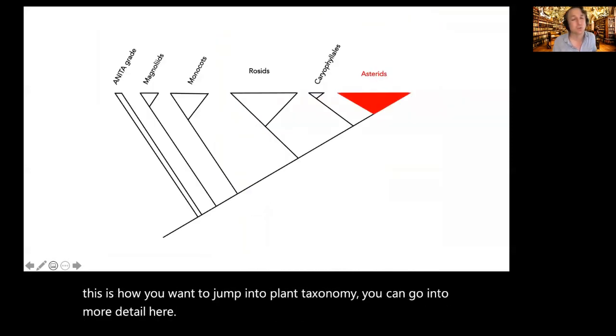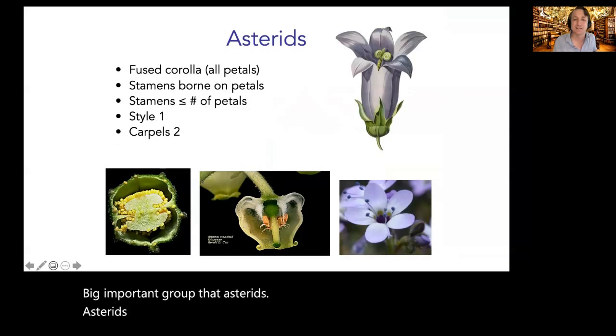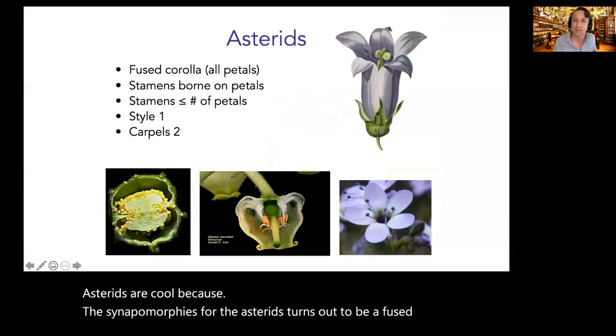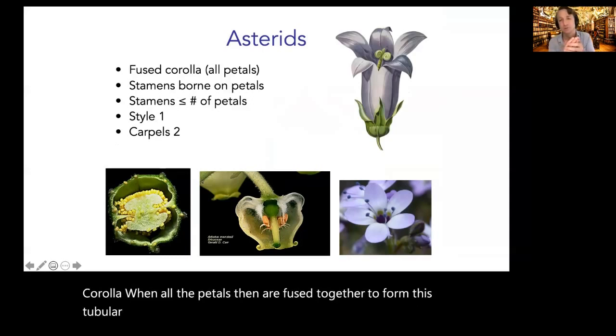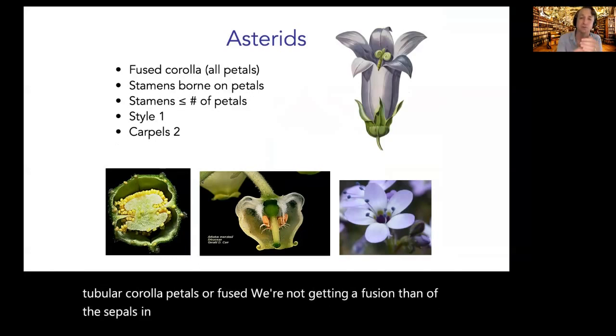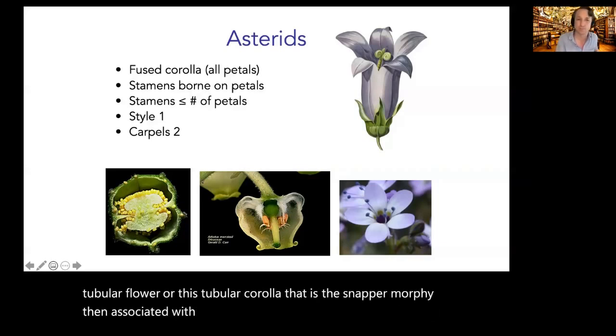Okay, so last group, big important group, the asterids. Asterids are cool because the synapomorphy for the asterids turns out to be a fused corolla. All the petals are fused together to form a tubular corolla. We're not getting a fusion of the sepals and the petals, but when the petals are fused to form a tubular flower, that is the synapomorphy associated with the asterids, fused corolla.